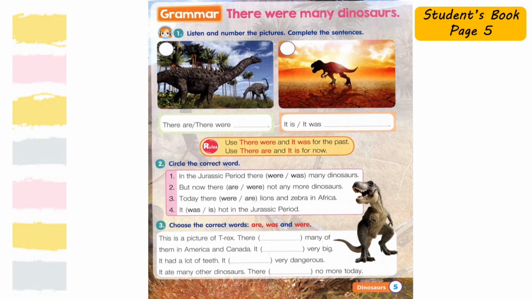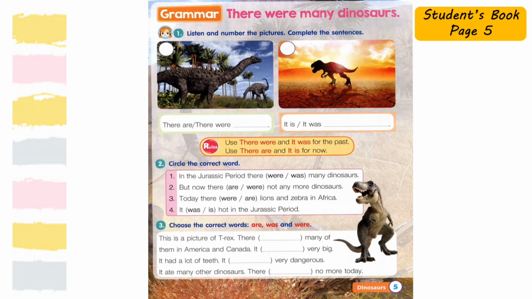Okay, so this is our lesson for this week. You can find it in your student's book on page 5. The title, There Were Many Dinosaurs. So I want you to take a look at the 2 pictures on your book. What do you see? Okay. So there are dinosaurs in the picture. Now I want you to listen and number the pictures. Complete the sentences.